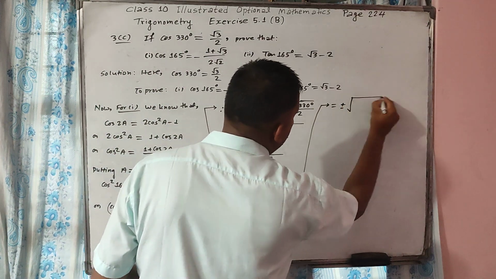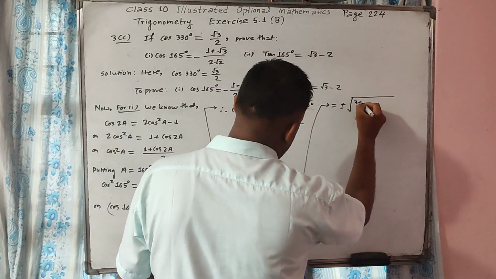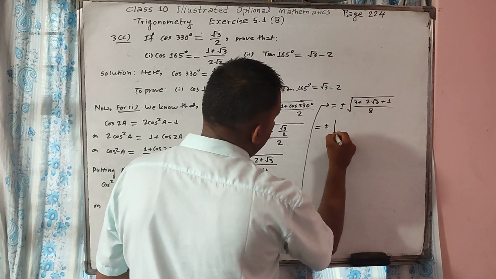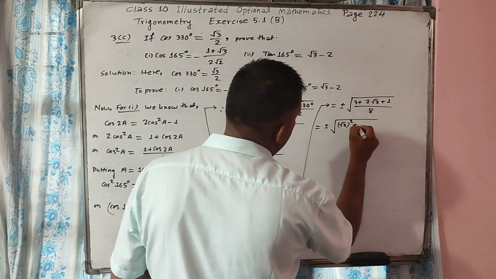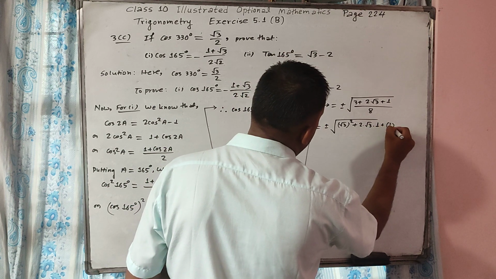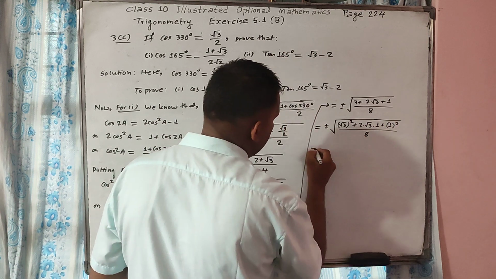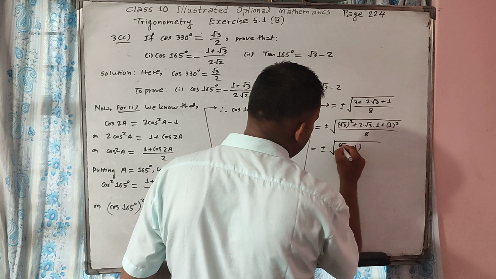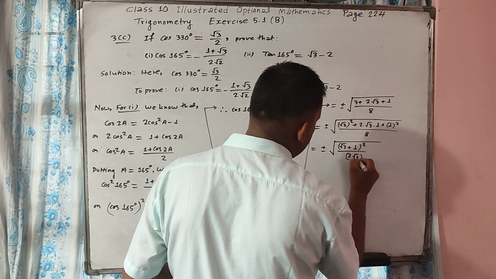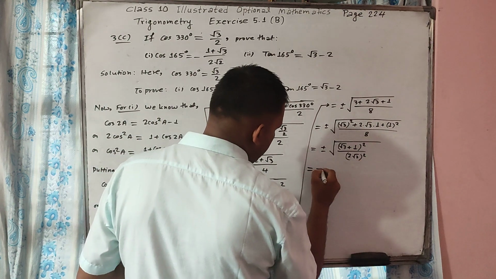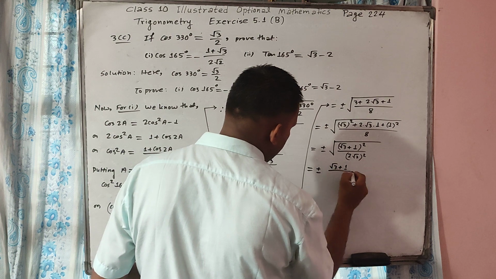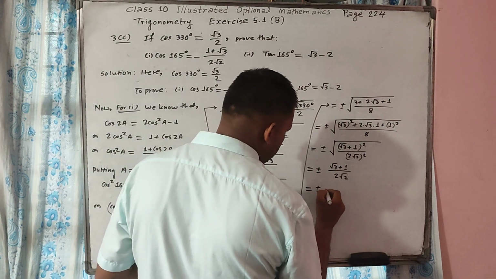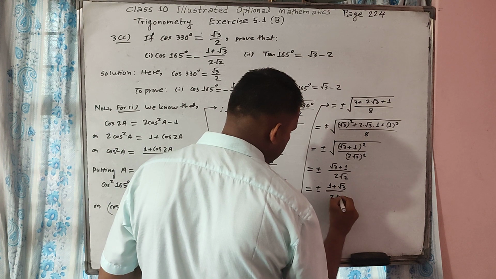Equal to plus minus square root of (3 plus 2 root 3 plus 1) whole upon 8, equal to plus minus square root of ((root 3) whole square plus 2 dot root 3 dot 1 plus 1 whole square) whole upon 8, equal to plus minus square root of (root 3 plus 1) whole square upon (2 root 2) whole square, equal to plus minus (root 3 plus 1) whole upon 2 root 2, equal to plus minus (1 plus root 3) whole upon 2 root 2.